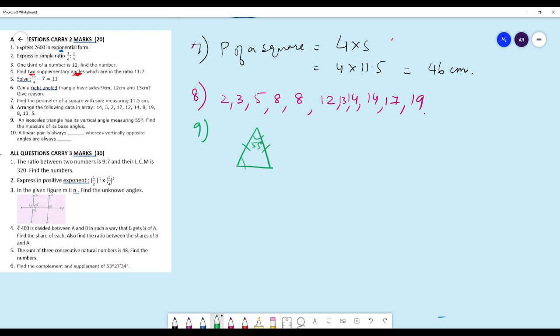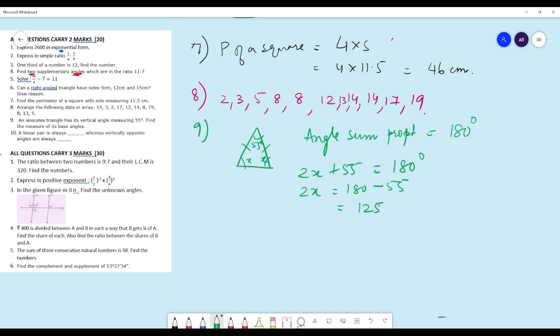Now you know that the base angles are equal in an isosceles triangle, and the angle sum property of a triangle says that the sum of angles is equal to 180 degrees. So 2x plus 55 equals 180 degrees. This gives us 2x equals 180 minus 55, and that is equal to 125. Yes, 125 degrees. So you divide it by 2.